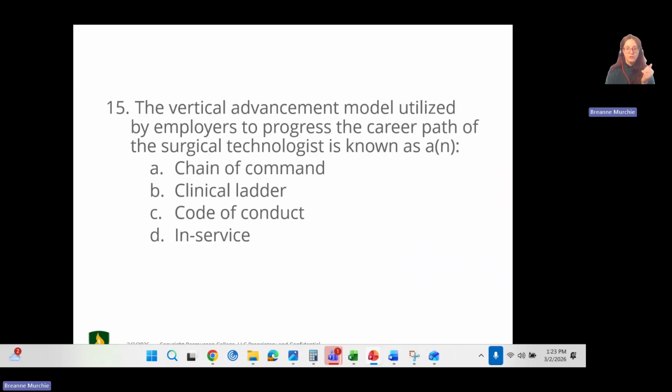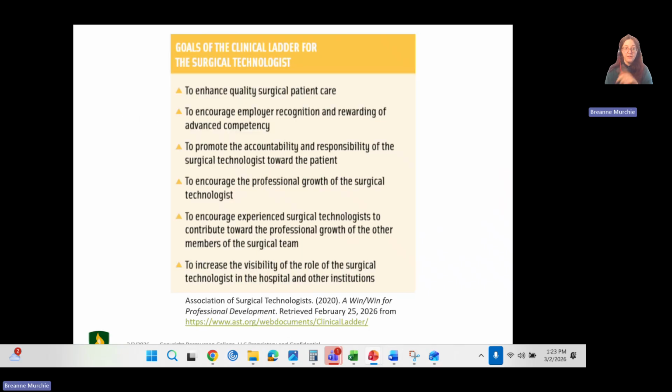And last but not least, the vertical advancement model utilized by employers to progress the career path of the surgical technologist. That is known as the clinical ladder program. And the goal of the clinical ladder program is found from the AST website. And you can click on that link down here if you want more information.